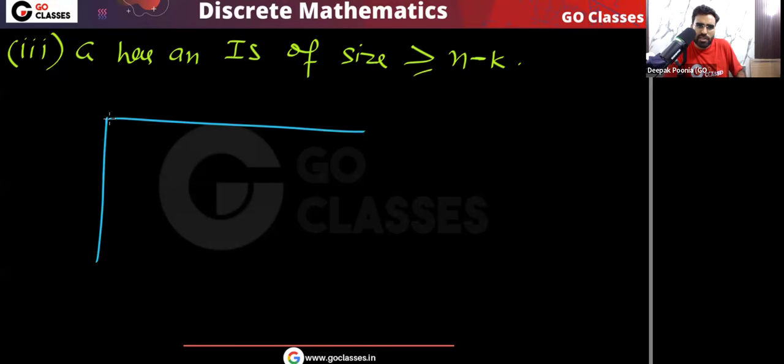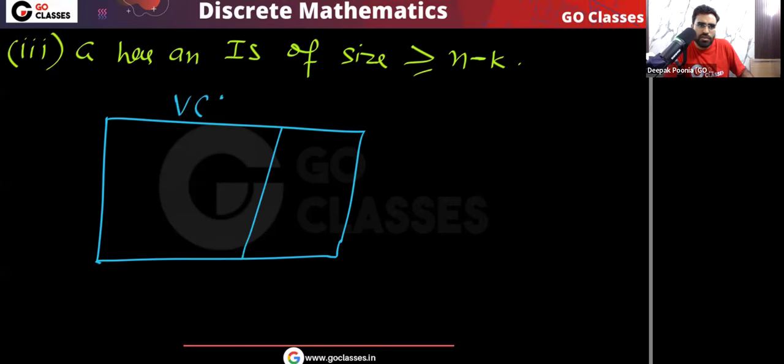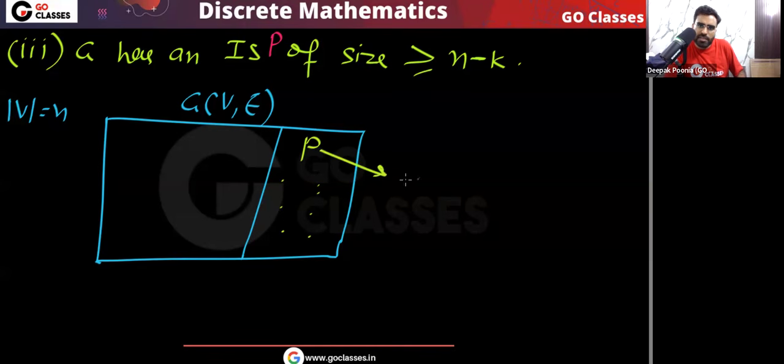See, very simple. We already know the relationship between independent set and vertex cover. So this is your graph G(V, E), where the number of vertices is equal to n. Okay, and here we have an independent set of size at least n minus k. Let's assume that independent set is P. So you can see we have P. This is a subset of vertices, and this P is an independent set, and the size of P is greater than or equal to n minus k.